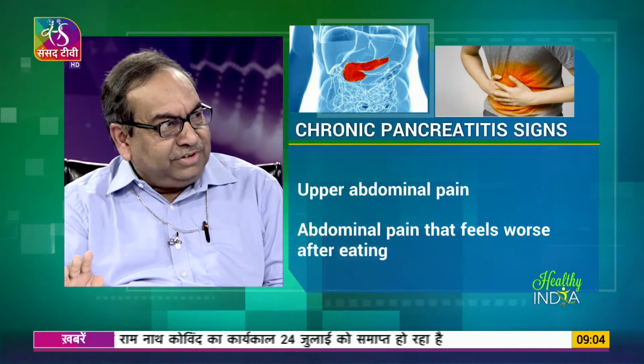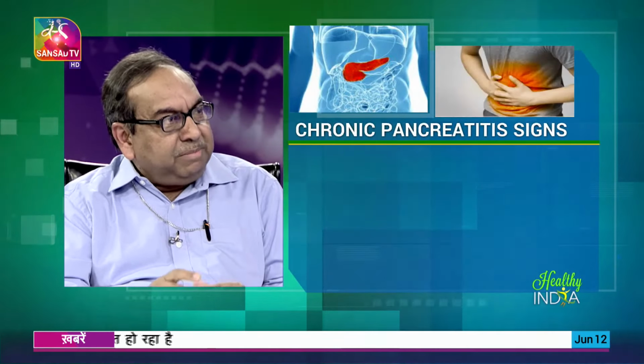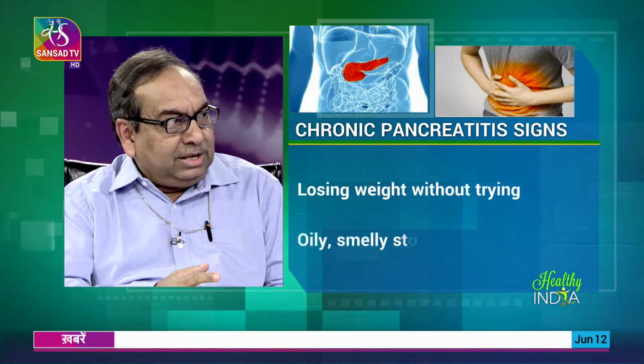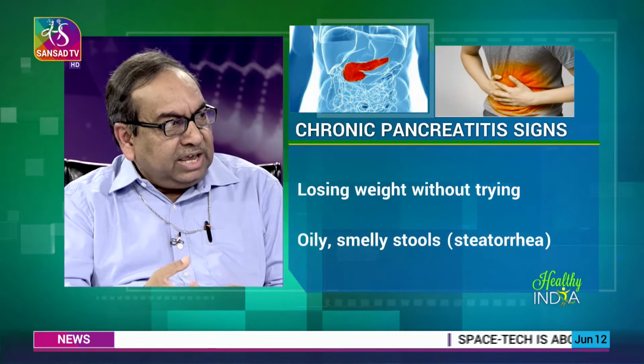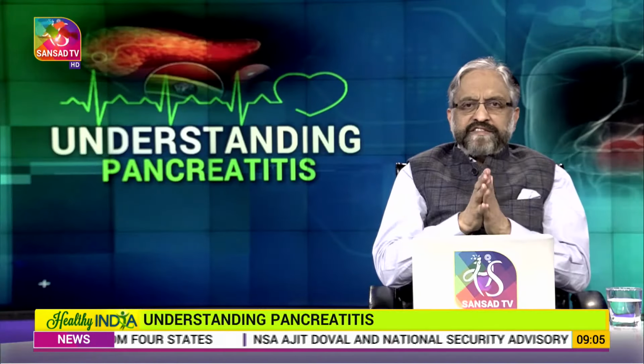And there are three cardinal features for that also. Patient may have pain, may have diabetes, or may have steatorrhea. When there is destruction of the exocrine part, those patients will have malabsorption and steatorrhea. If endocrine function is impaired, then they have diabetes, and due to recurrent inflammation, patients have pain.